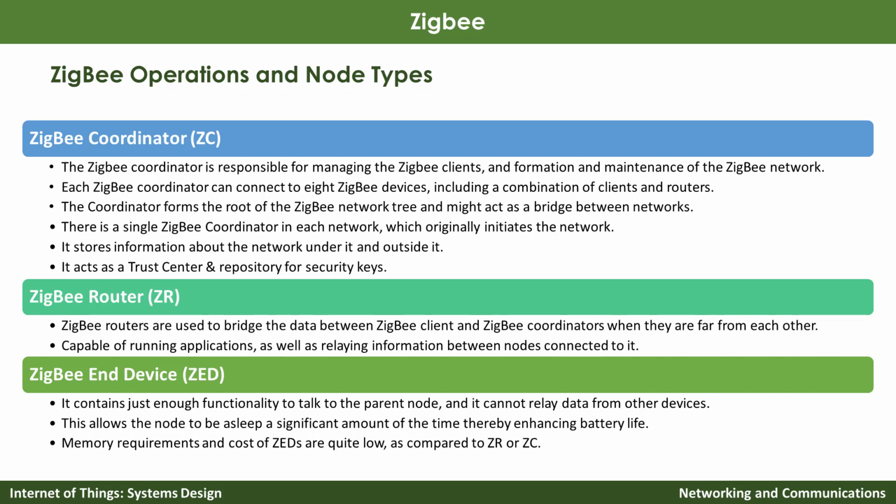Zigbee coordinator is more like the master node. It coordinates the entire network and the clients and when to communicate. Each Zigbee coordinator can connect up to 8 Zigbee devices, including a combination of end devices as well as routers. The coordinator typically becomes the root of the network tree, and can also act as the bridge between different networks. There's a single Zigbee coordinator for each network.